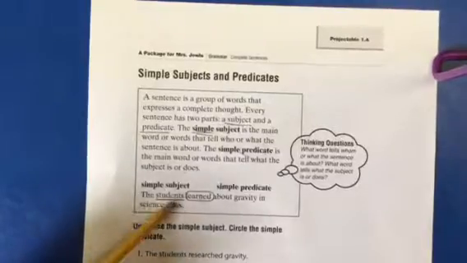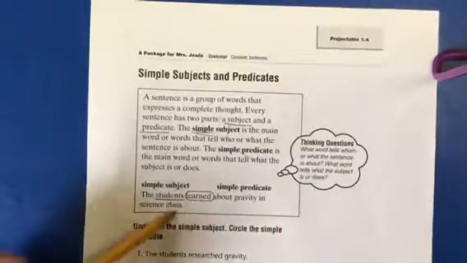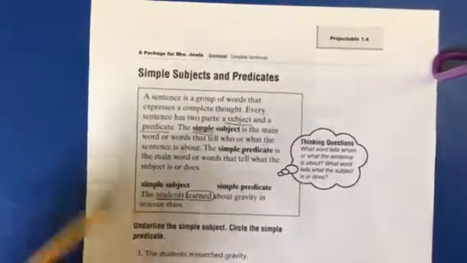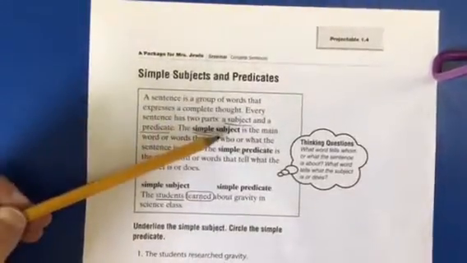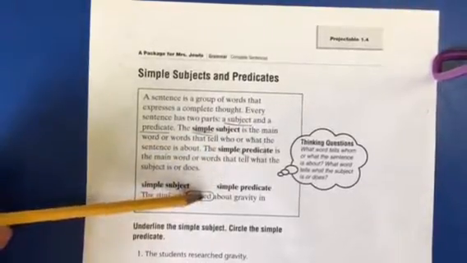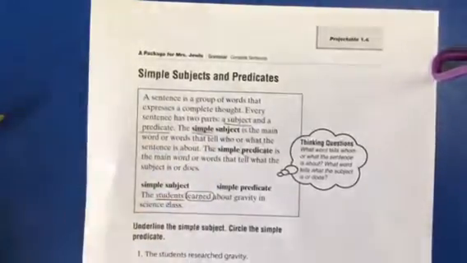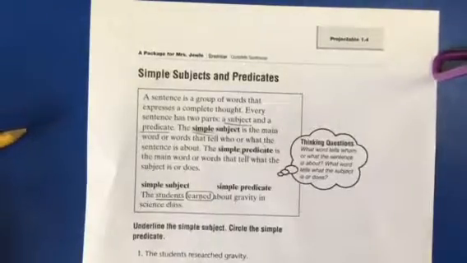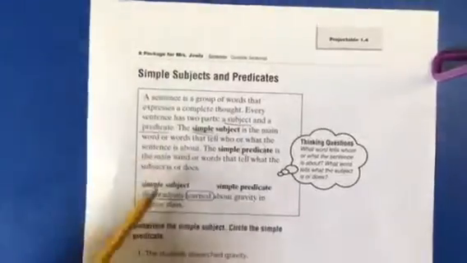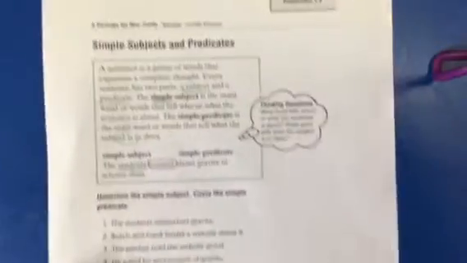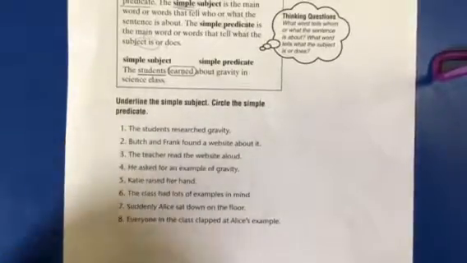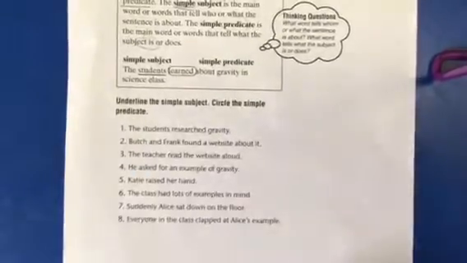The students learned about gravity in science class. Who? The students. So we ask ourselves, who first? That's going to give us our subject. What did the students do? They learned. So who is it talking about? And what did they do or are, basically, because it could be is. So down here, we're going to go on to our examples, and I will do all 8 of these with you and then give you your assignment.